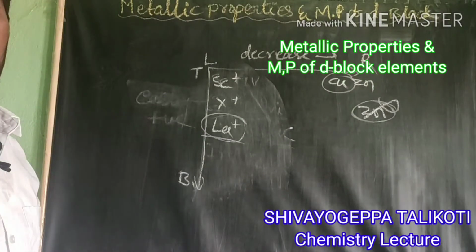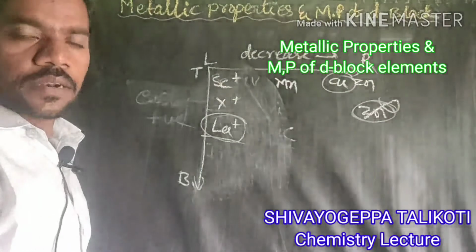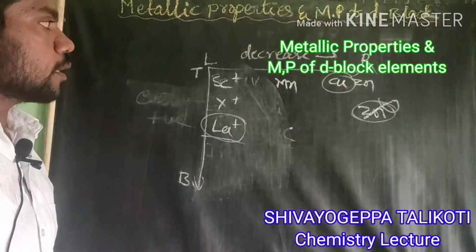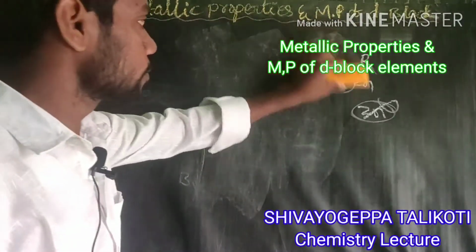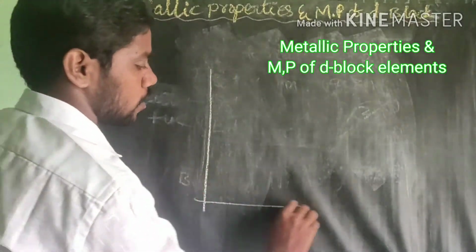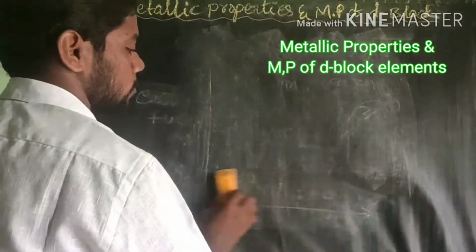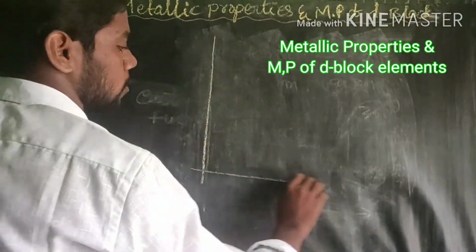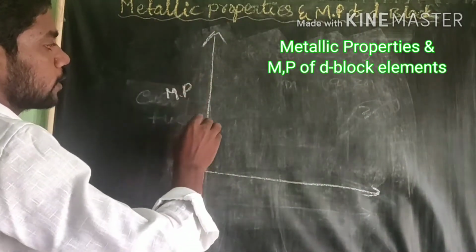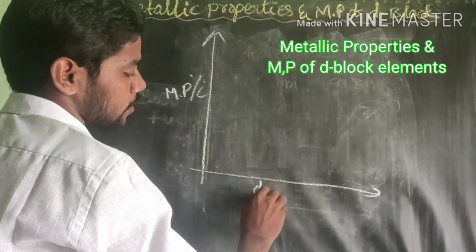In one exceptional case, manganese, metallic character decreases from left to right. But one thing I will show in your textbook. Here, the melting points are given in degrees Celsius. Here, what happens with the transition elements, that is, the d block elements?